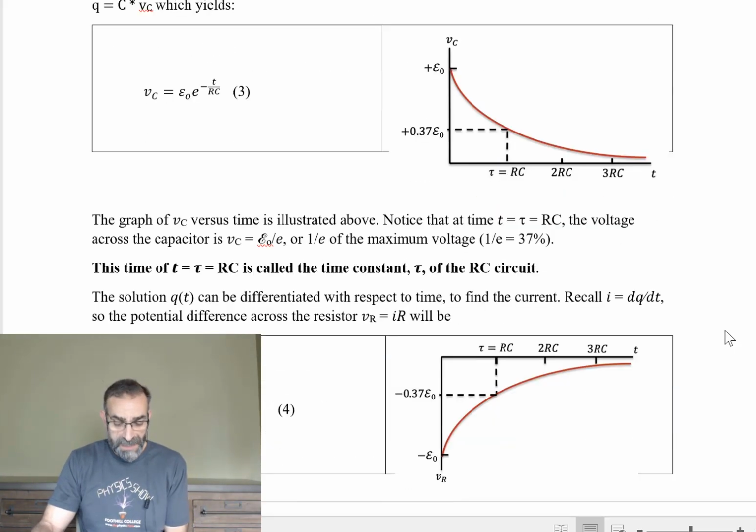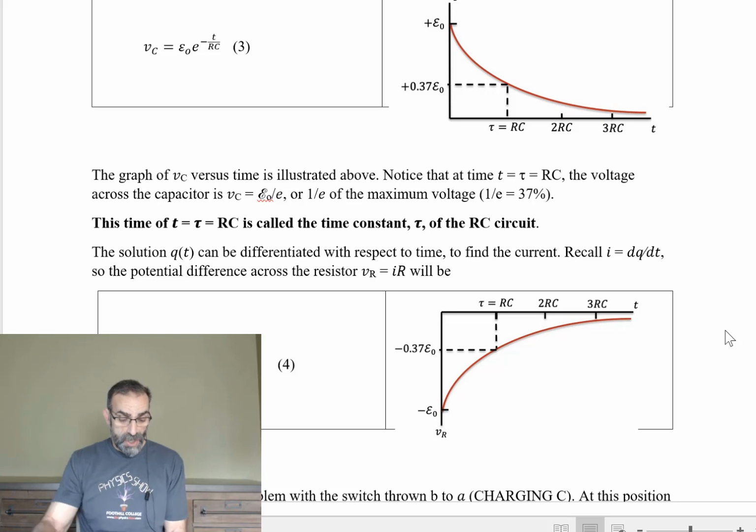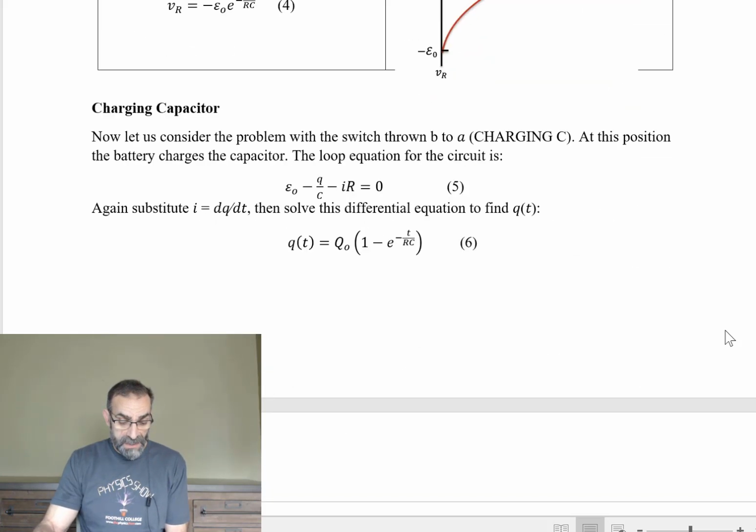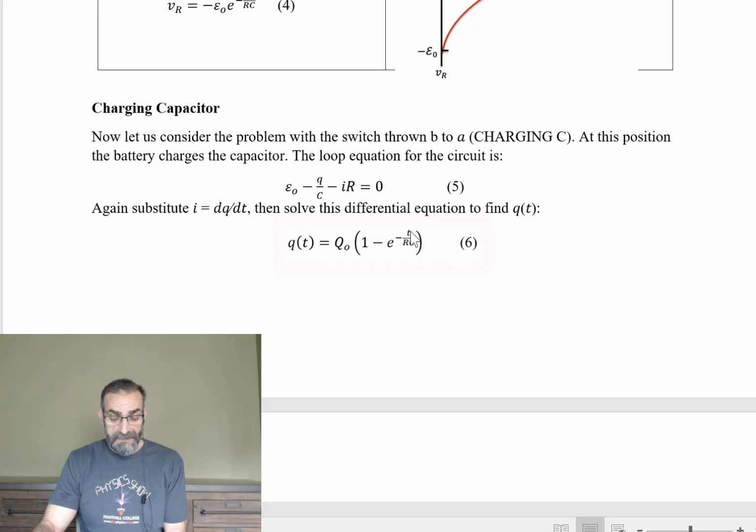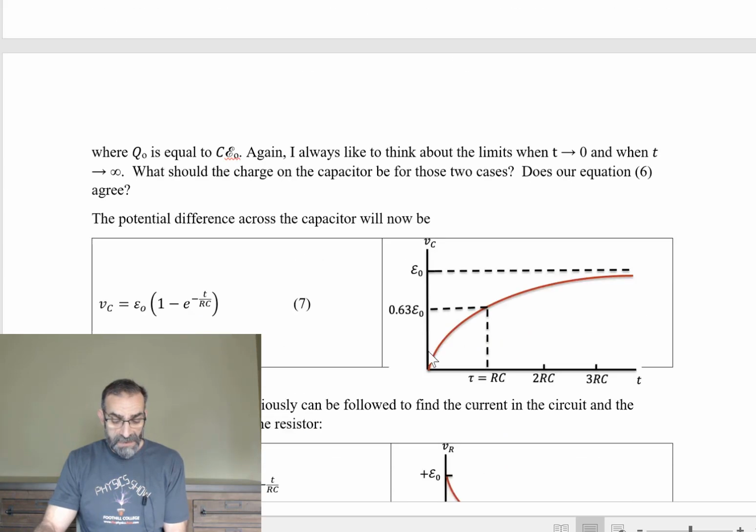You could also do the same thing for a charging capacitor. You would get a different equation for charging. Instead of just e to the minus t over RC, you get 1 minus e to the minus t over RC. You get a slightly different curve there, right? And so for that one, if you started at 0, you would go to 1 minus 1 over E, which is 0.63 times the maximum, and that would be your time constant.